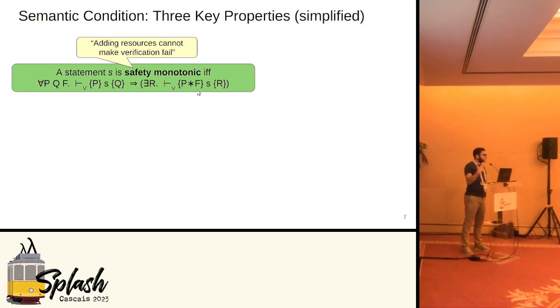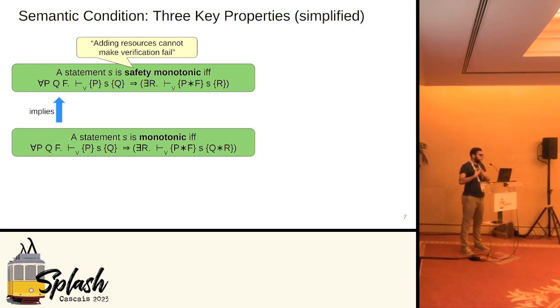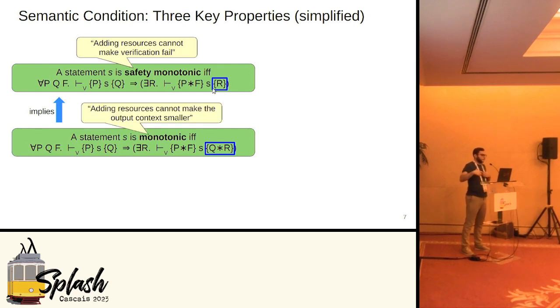But our semantic condition uses three key properties. That is the first one. A second one that is stronger is monotonicity. And the main difference with safety monotonicity is in this output context here. So in the first case, we just require any output context. For monotonicity, we require that adding resources cannot make the output context smaller. So if in the original case, the output context is Q, we should have something that is larger than Q.